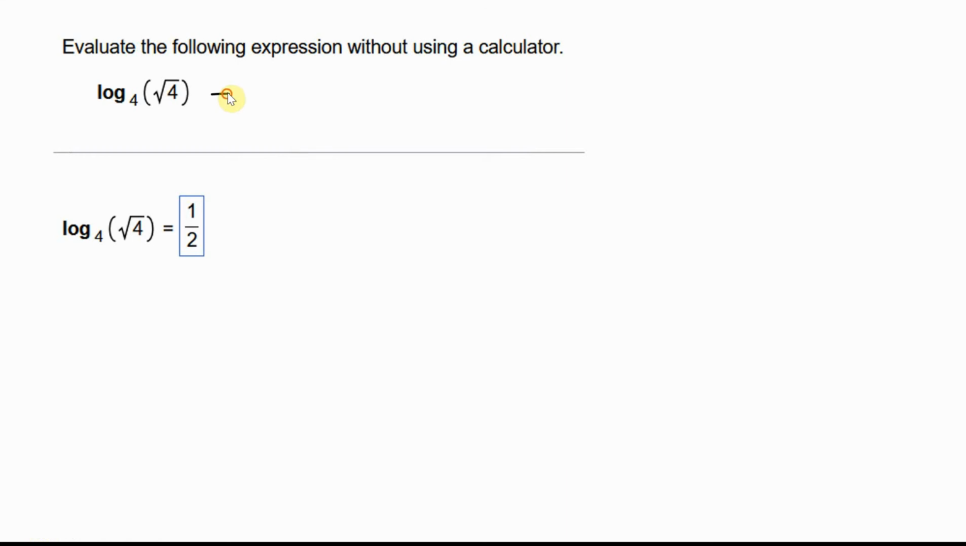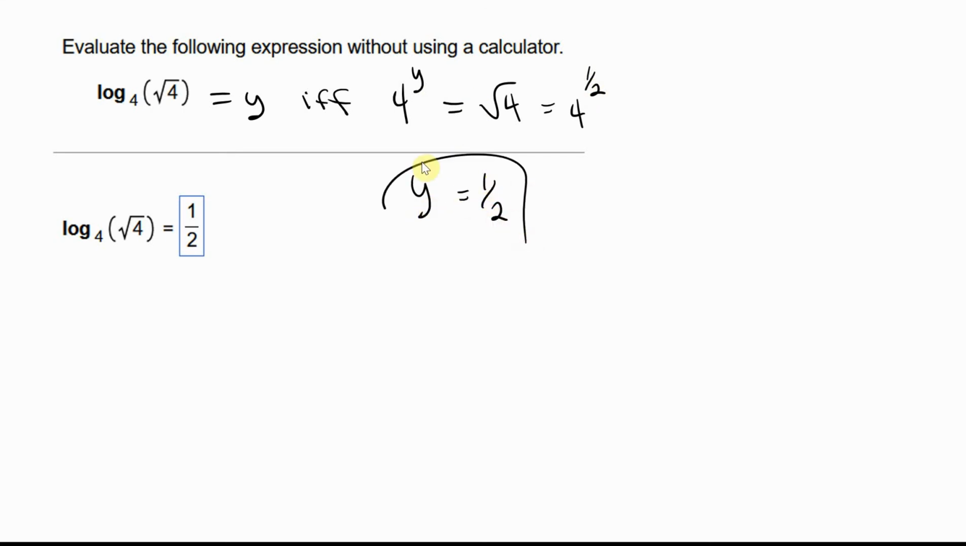Okay, same thing. Set this equal to y. So this is if and only if 4 raised to the y is equal to the square root of 4. But the square root of 4 is 4 to the 1/2. And so you get y is equal to 1/2.